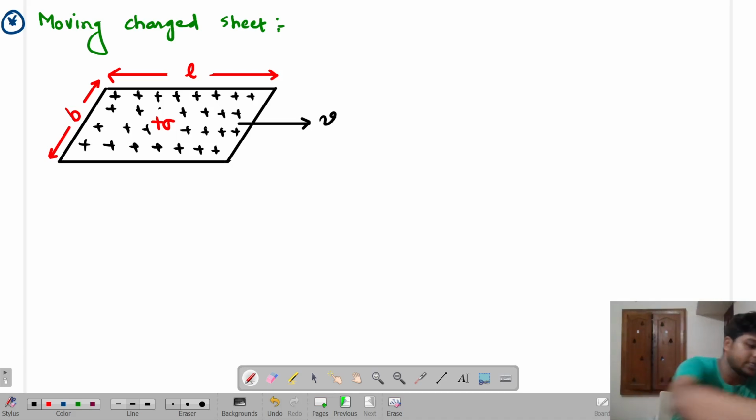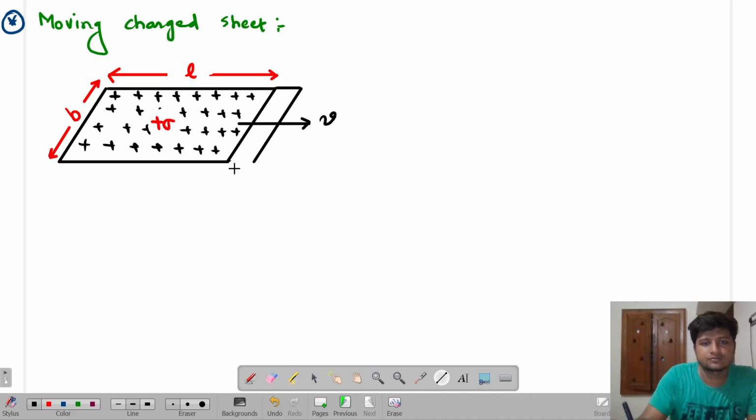Okay, let us see. Now, once again, here the charge is of a different kind. See how the charge will appear. After some time, this will go over here. So this area, this length is covered how much? It is simply v dt.